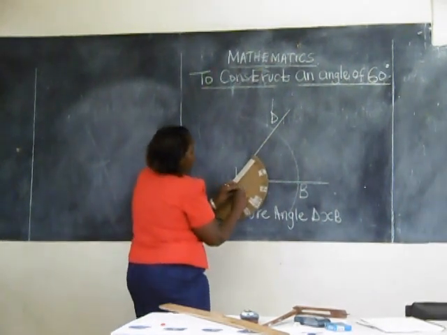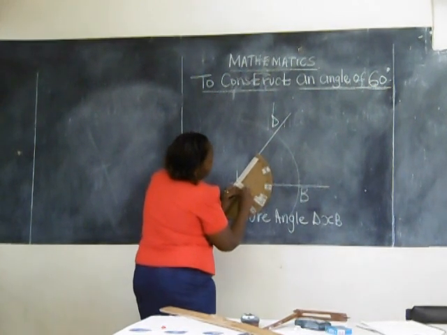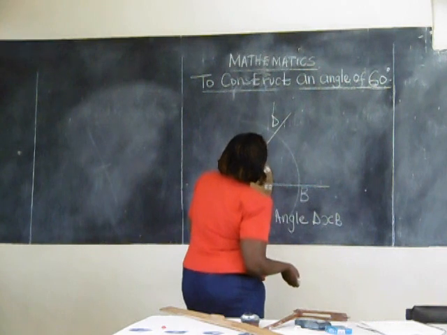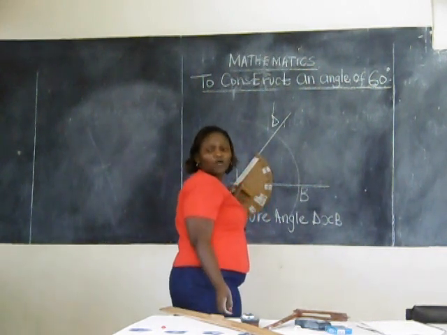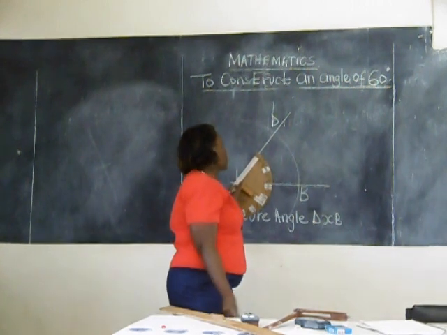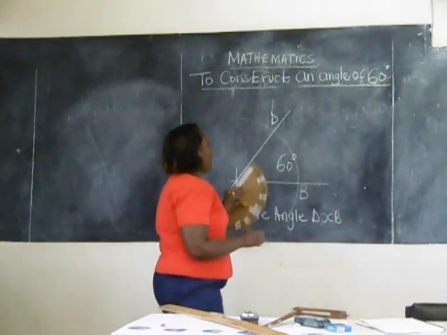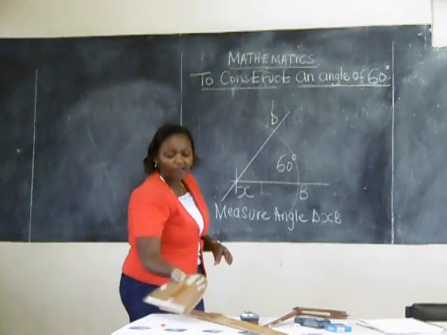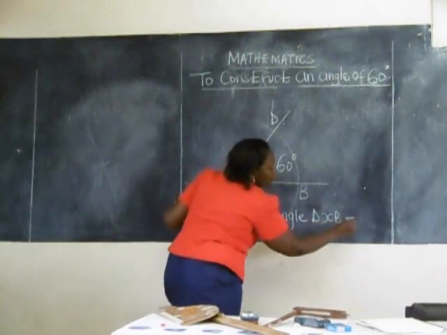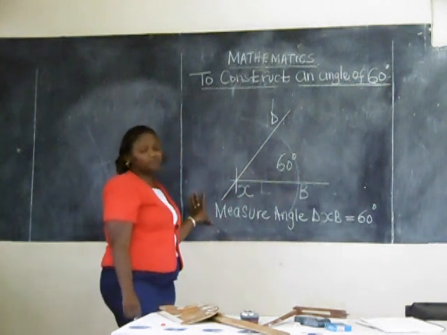Remember, we have the inner scale and the outer scale. Place your protractor there. Class, what have you got? Yes? 60 degrees. Good. I hope you have all managed to measure your angle and got that the angle is equal to 60 degrees. Are we together up to there?